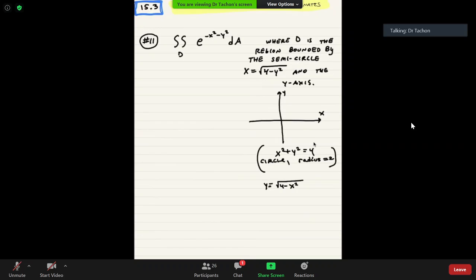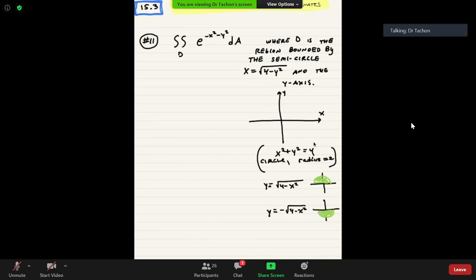So if you have y equals radical 4 minus x squared, that is going to be the top half. There's the top half. What if we have y equals negative radical 4 minus x squared? You know what that is? That is the bottom half. You good so far?